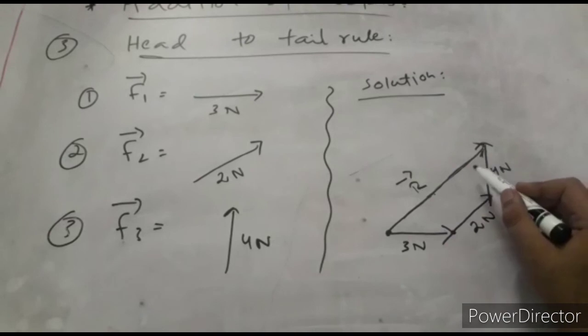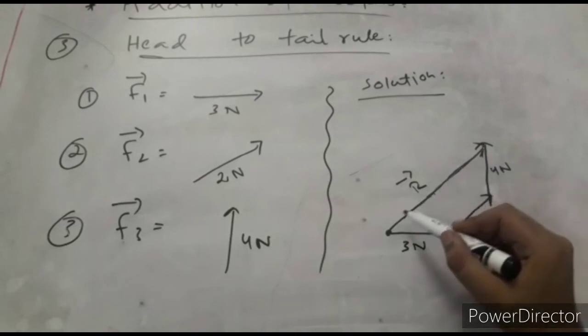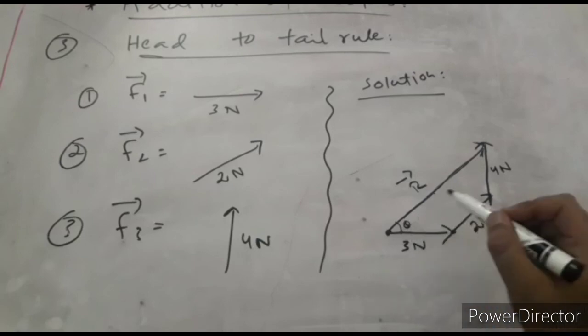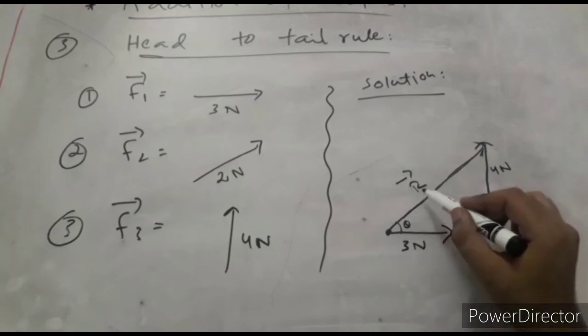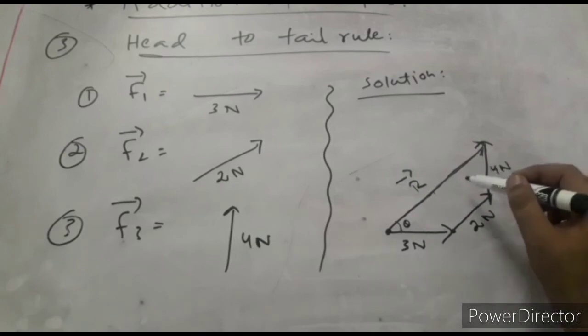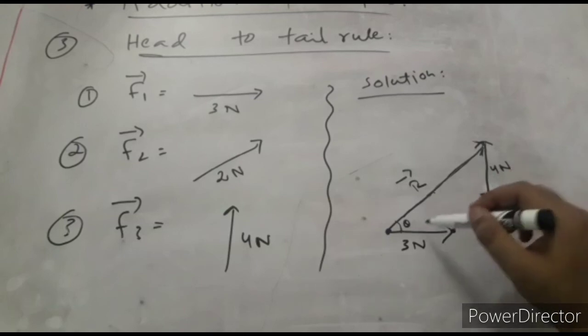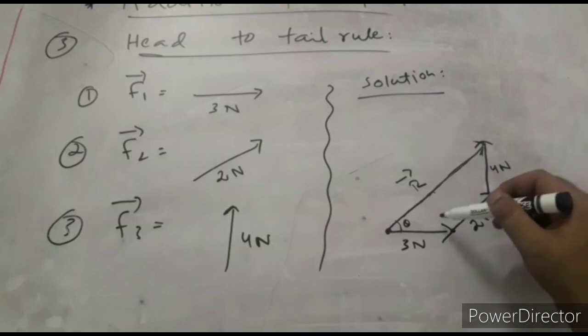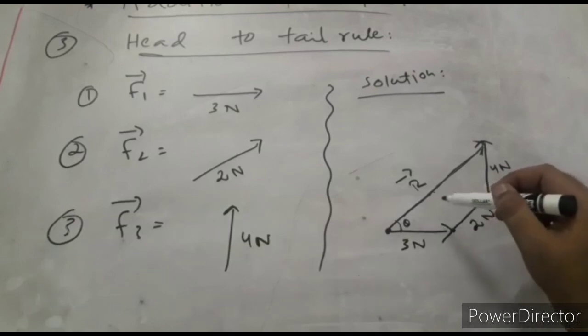We can find its magnitude by using a scale. There's no formula for this, and we can find its direction from here, the angle. So this is the resultant, and this is the method which we call the head to tail method for the addition of vectors. Clear everyone? We add these vectors by joining the tail of the next vector to the head of the first vector. That is why this is called the head to tail rule.